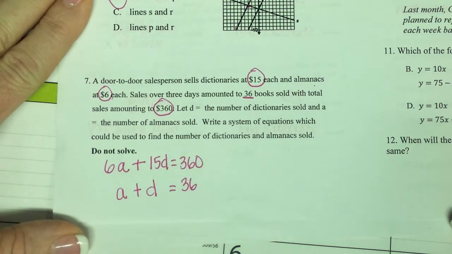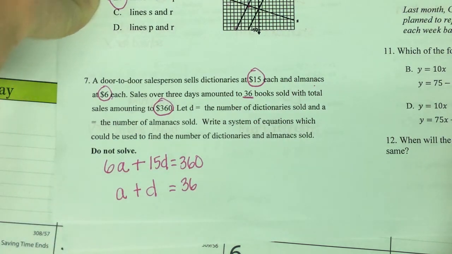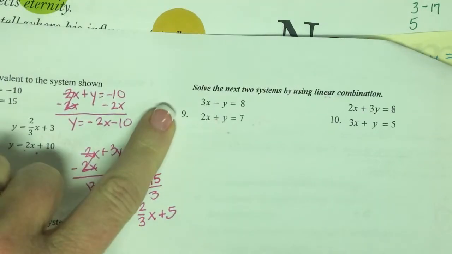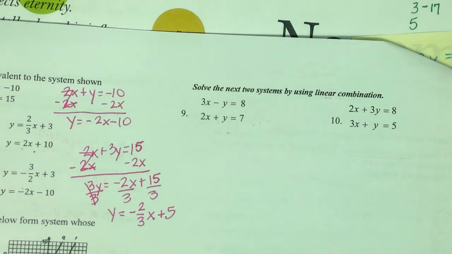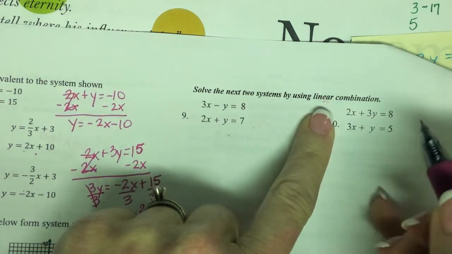Okay. Are y'all ready for the next one? Number 9. All right, so we have to solve the next two systems by using the linear combination.